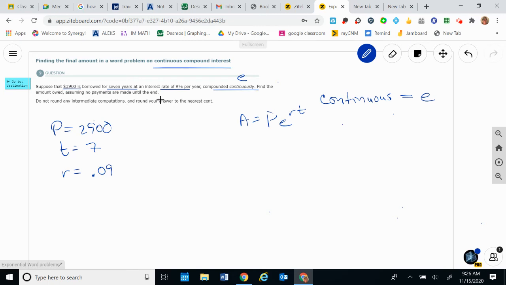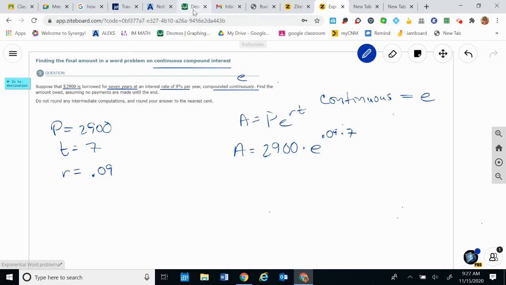So let's go ahead and start this, okay? We're looking at how much is going to be owed if you borrow 2,900, times E to the 0.09 times 7, okay? And it's literally just plugging that in. So A is equal to 2,900 times E to the 0.09 times 7, which is like 0.63 in the exponent, but whatever.